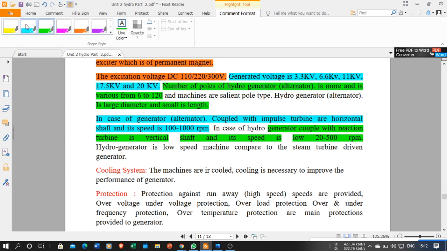Then as my generator is rotating, there is definitely friction. Because of this friction there are losses that cause an increase in temperature. So machines are cooled. Cooling is necessary to improve the performance of the generator, so I need to use a cooling system for this.